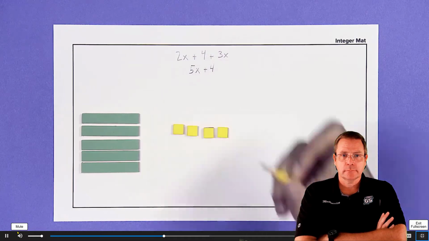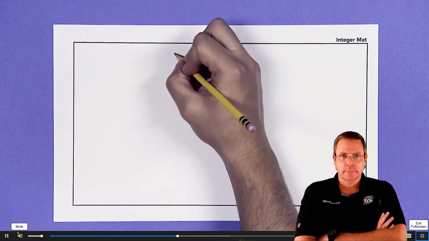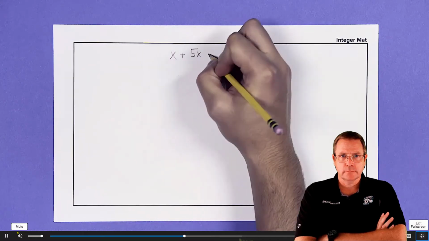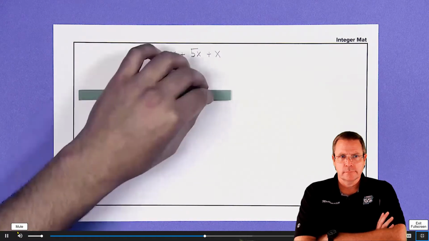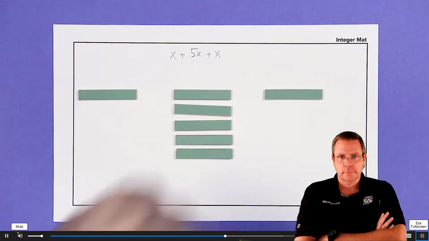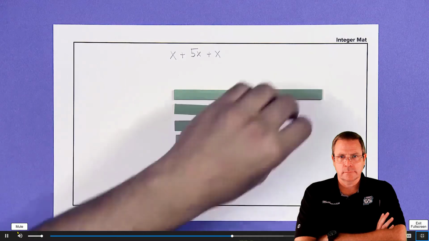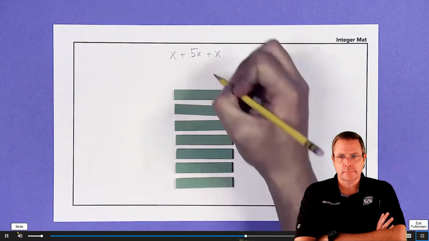Let's try another example. Simplify the expression x plus 5x plus x. To model the expression, first place an x tile on the mat. Next place 5 x tiles on the mat. And then place 1 more x tile on the mat. Combine like tiles. There are 7 x tiles. Simplified, the expression is 7x.